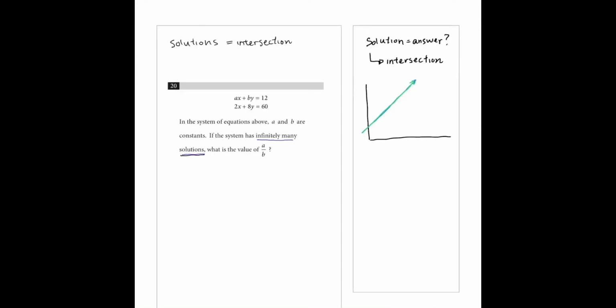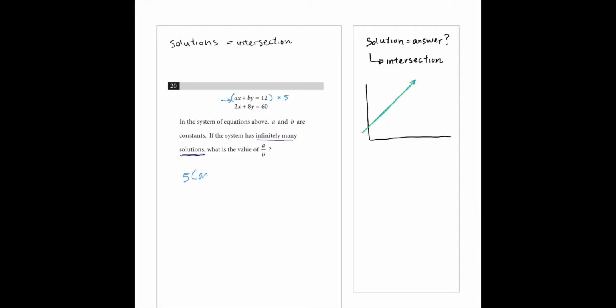It says, in the system of equations above, A and B are constants. If the system has infinitely many solutions, what is the value of A divided by B? We know now that in order to create a system with infinite solutions, the two equations must be identical. And so in order to make this first equation, ax plus by equals 12, identical to the second equation, we should multiply the entire equation by 5. This can also be seen as multiplying both sides by 5.